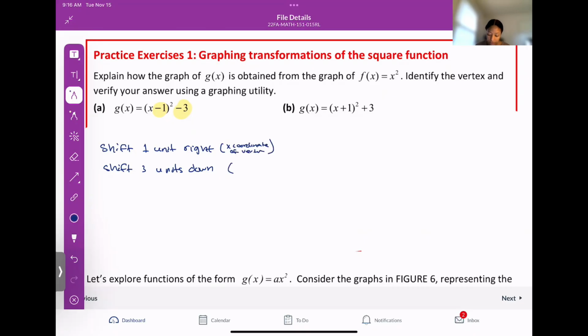And the 3 units down changes the y coordinate of the vertex. And if we put those two things together, the new vertex would be at, we would move 1 right, 1, and then 3 down, -3. So (1, -3).